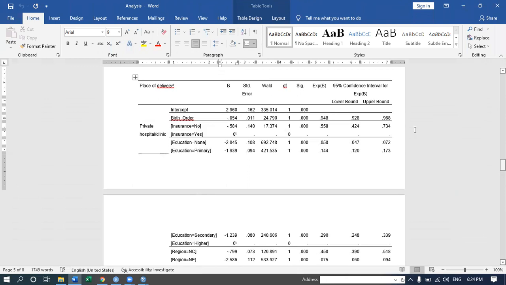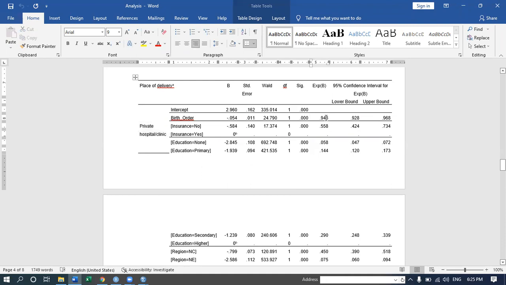Now, how do you interpret this? If you want to use exponent of B, as I taught in binary logistics, because it's less than 1, you do 1 minus this. When you do 1 minus this, you get 0.052. Then you multiply by 100 to convert to percentage, so what you have is 5.2. So interpreting this, I would say for every 1 unit increase in birth order, remember we are comparing private and home, the odds of women choosing private hospital to home is 0.948. Let me say it again. For 1 unit increase in birth order, the odds of women choosing private hospital to home is 0.948.